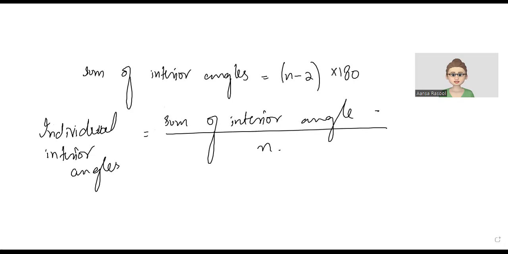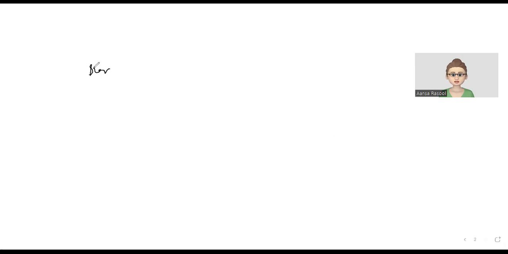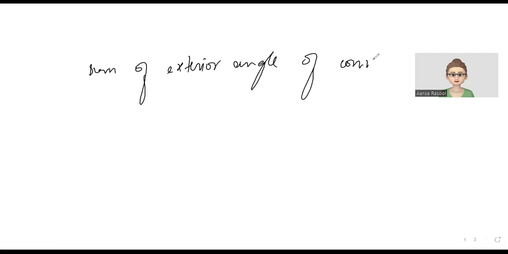Now, how will you get the exterior angle? Remember that the sum of the exterior angles of a convex polygon is always 360 degrees, no matter how many sides, 10, 12, 13, 14, 18, 200, 300, no matter. So the sum of the exterior angles of a convex polygon is always 360.